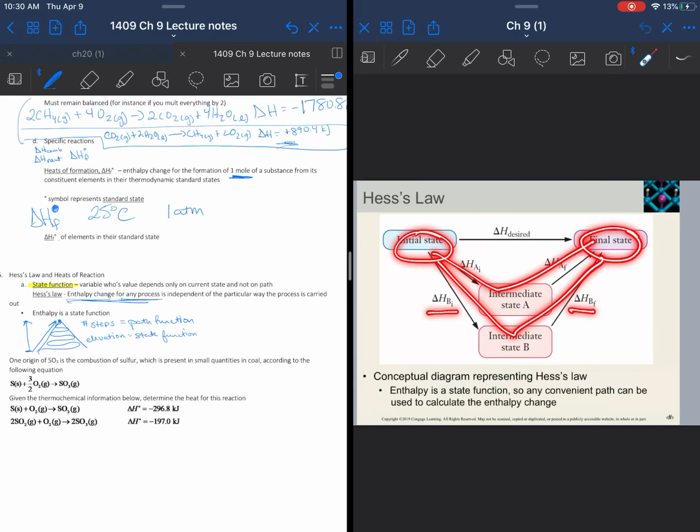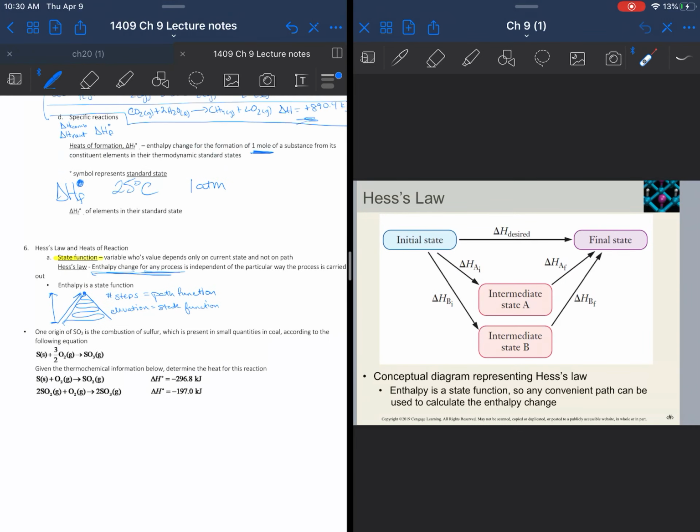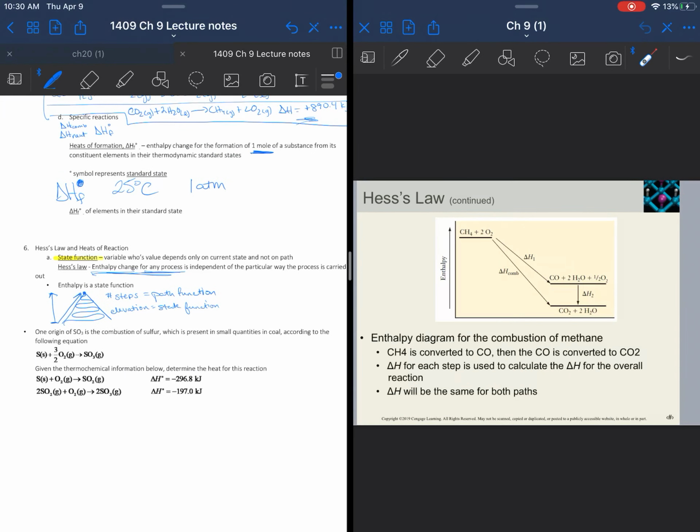So if you added up delta H A-I and delta H A-F, that would be equivalent to delta H B-I and delta H B-F, because whichever path you took, you have the same start and the same finish. So this allows us to calculate delta H's of reactions based on intermediate steps. So let's start off with a simple problem.